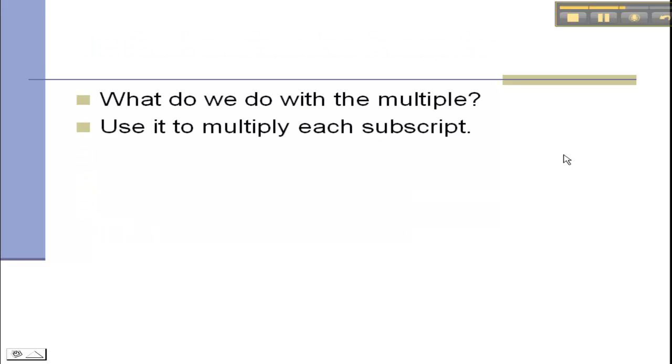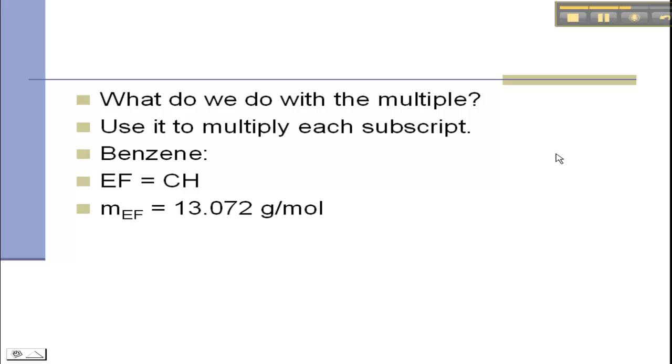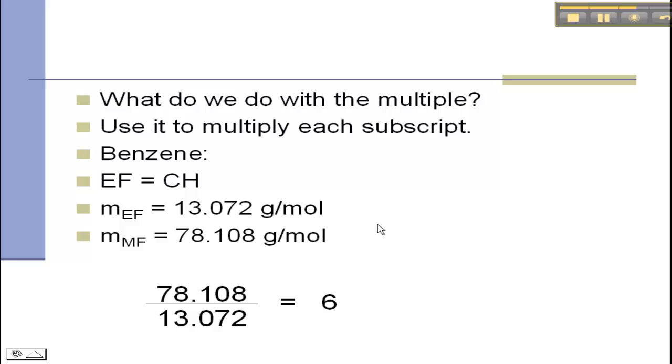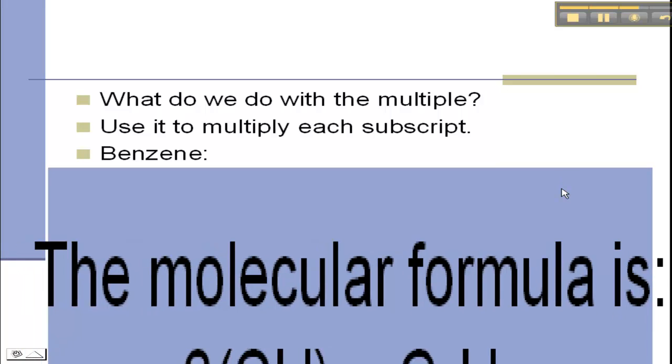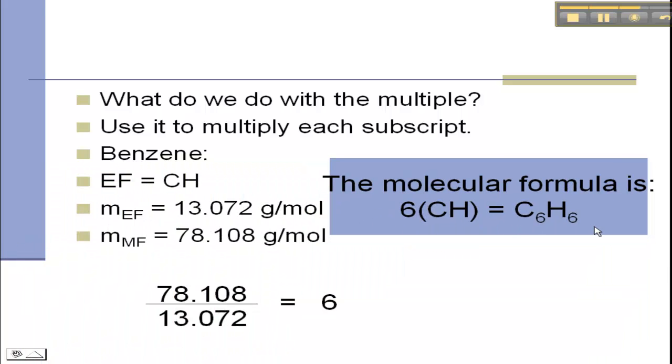So let's look at some. What do we do with the multiple? We're going to use it to multiply by each subscript. So for example, for benzene, we know that the empirical formula is CH. So the mass of CH is 13.072. The mass of benzene is 78.108. So if we divide the two, we get a multiple of 6. So we take that 6 and multiply it by the subscripts, and you get a molecular formula of C6H6. Now you can't leave it like 6 times CH. You do have to go ahead and multiply those out to make sure you put it in the proper form.